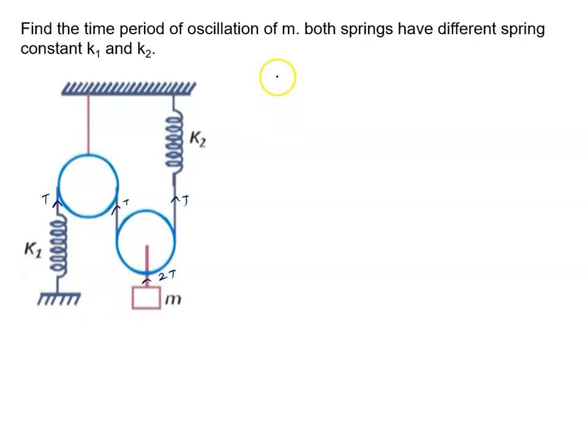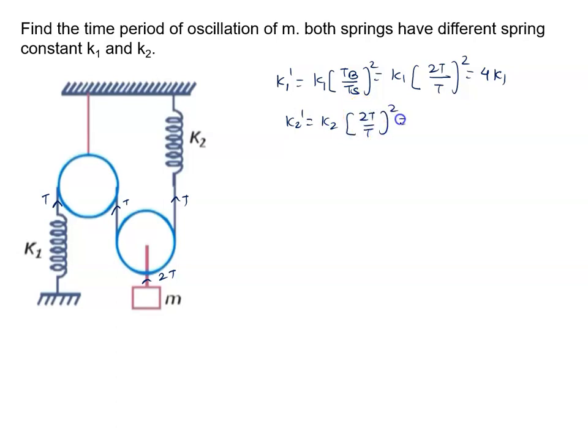For spring 1, K1 dash can be written as K1 times the tension of the block upon the tension of the spring, whole square. The tension of the block is 2T and the tension of the spring is T, so we calculate it is given by 4K1. Similarly we will calculate K2 dash. K2 dash is written as K2, with exactly the same ratio of tension of the block upon tension of the spring, so it is given by 4K2.